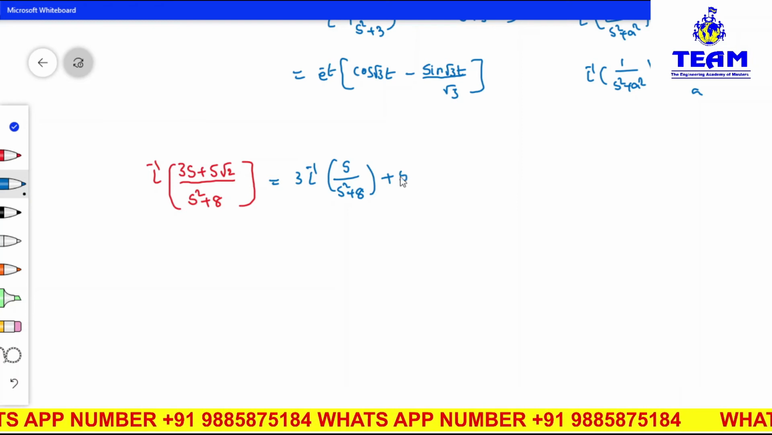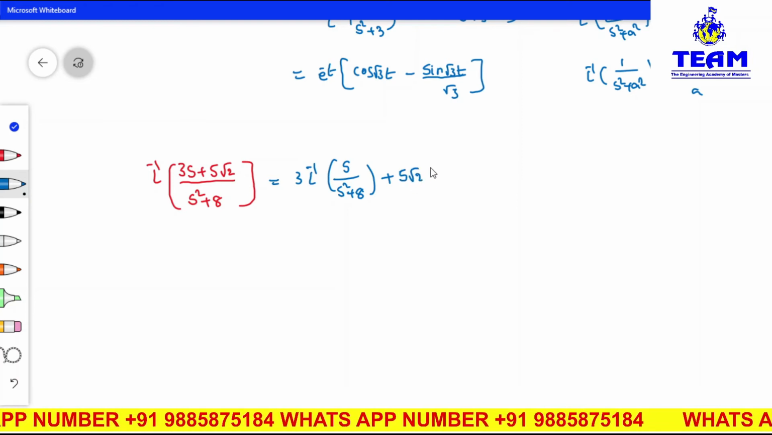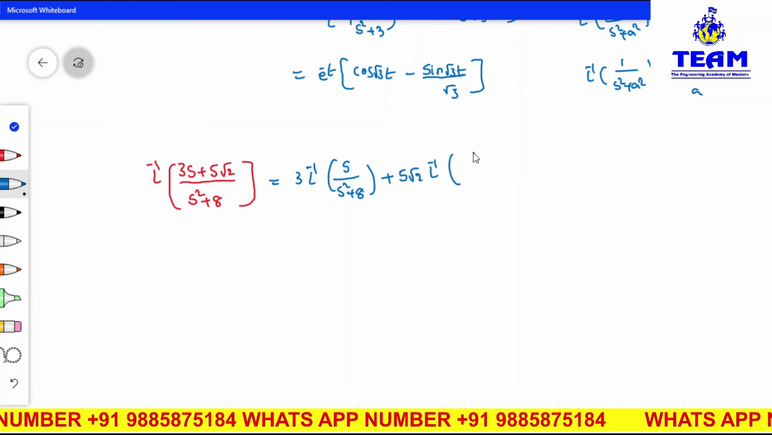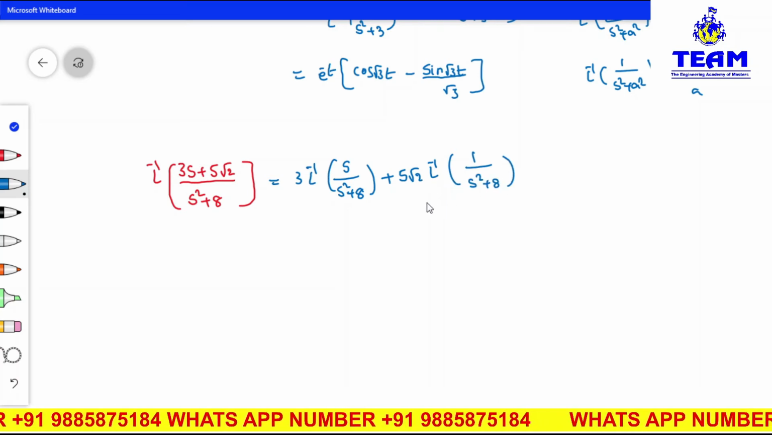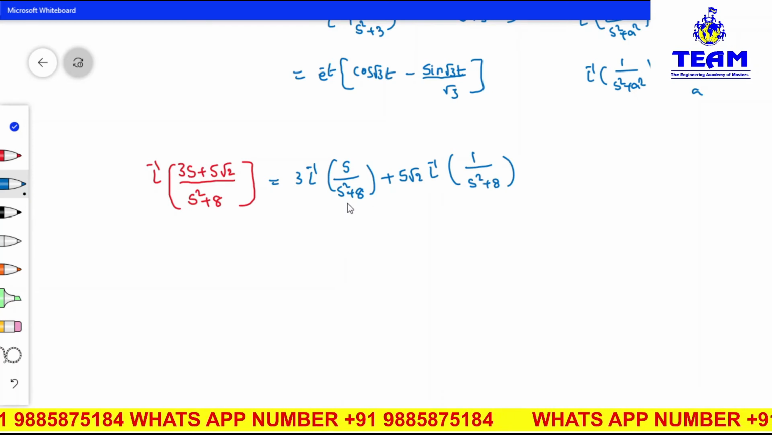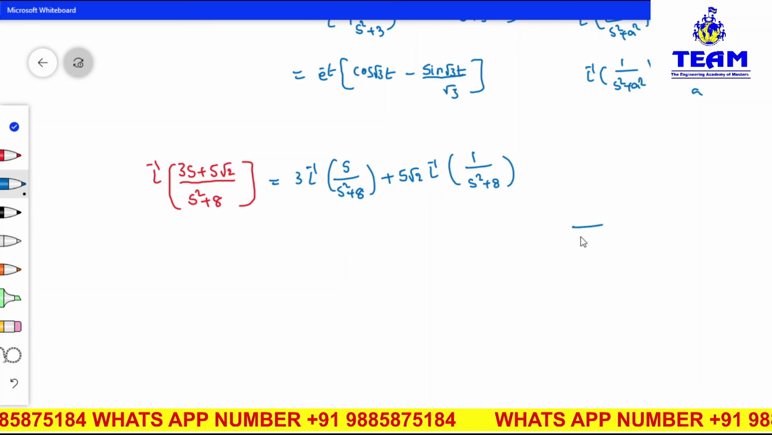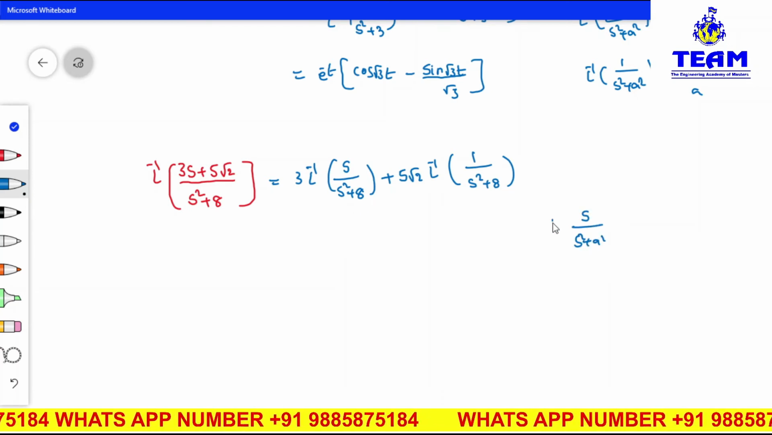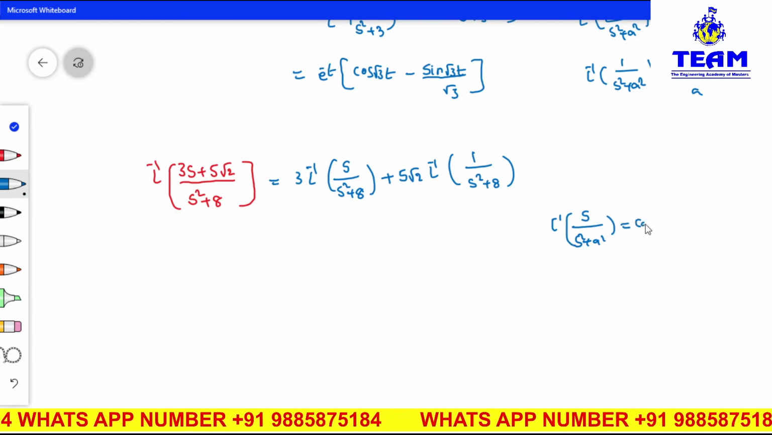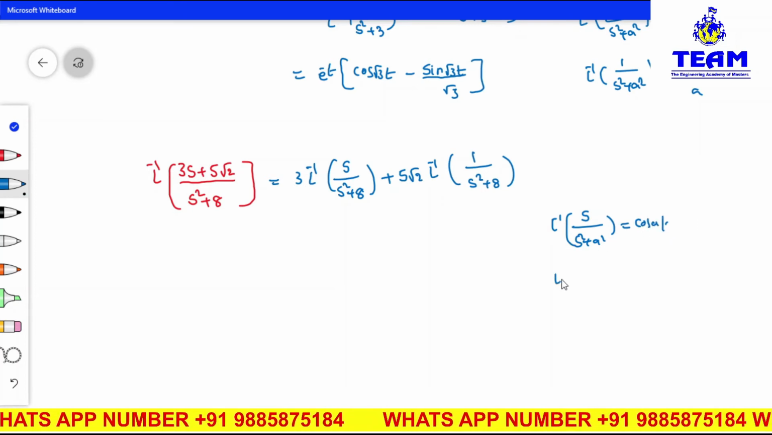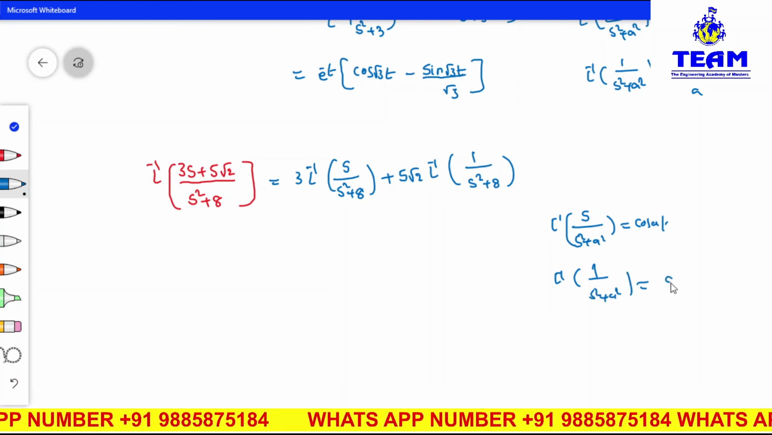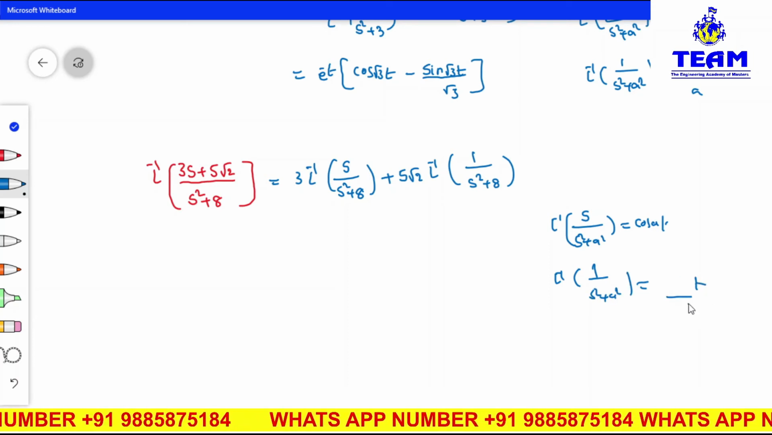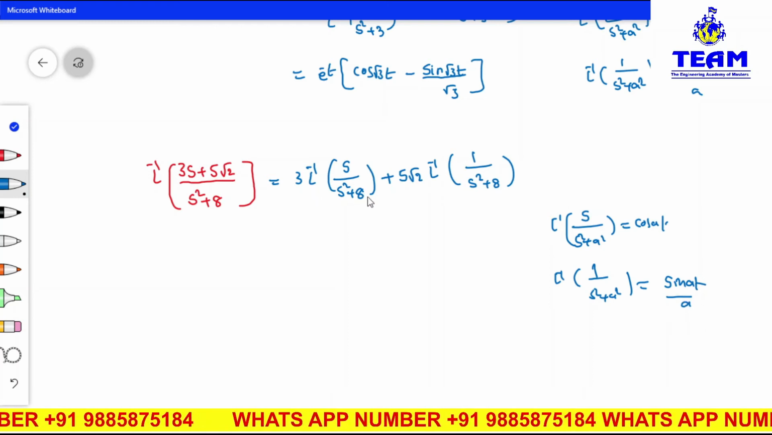So write 5 root 2 outside: 5 root 2 into L inverse of 1 by s square plus 8. We know the formula: L inverse of s by s square plus a square is cos at. What is L inverse of 1 by s square plus a square? Sin at by a. So in place of a square we have 8.